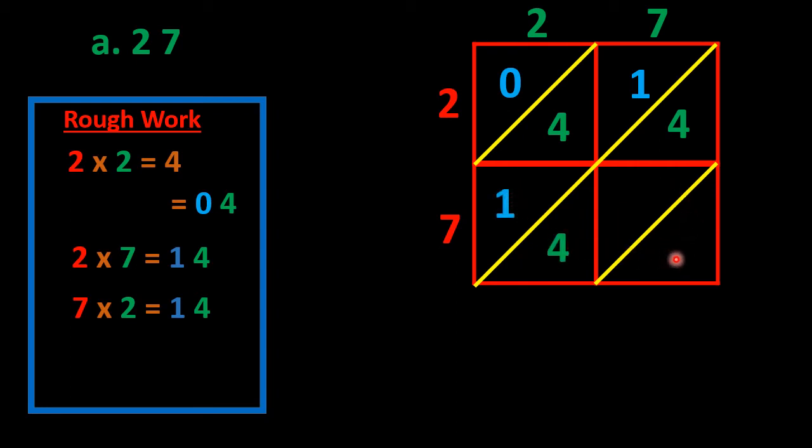And on the fourth square the number to the left is 7 and the number on the top is 7. So 7 into 7 is 49. So here we write 4 and 9. On the first square 2 into 2 is 0 4. On the second square 2 into 7 is 14. On the third square 7 into 2 is 14, and on the fourth square 7 into 7 is 49. So this is very simple.